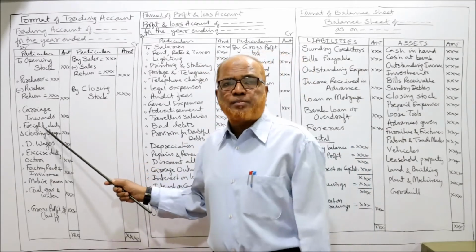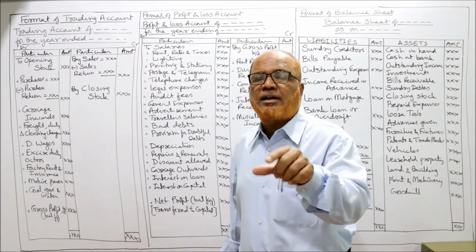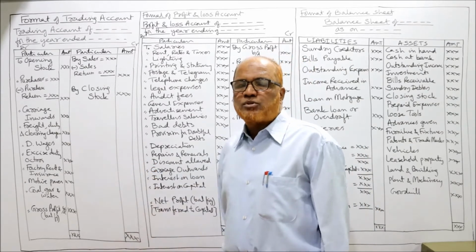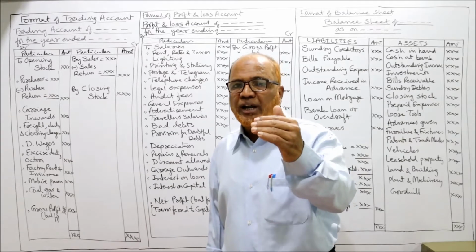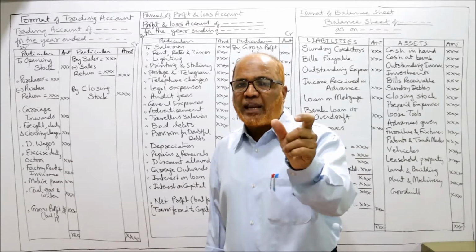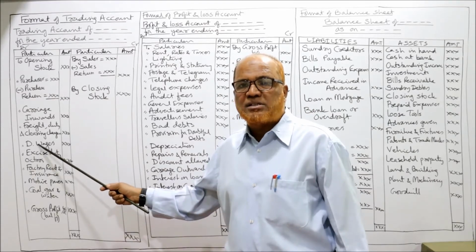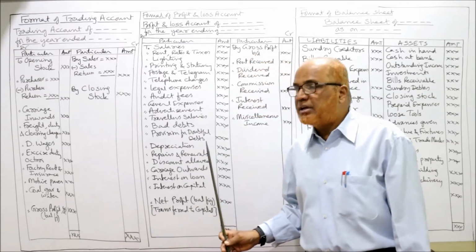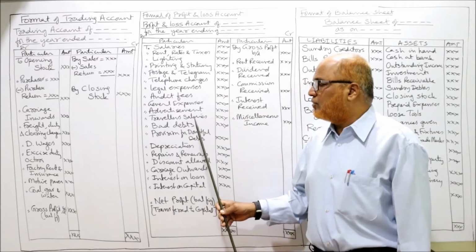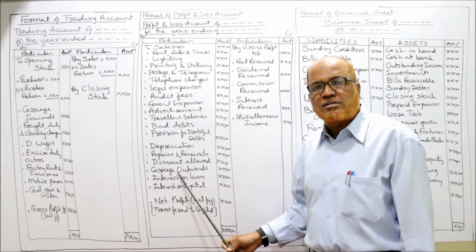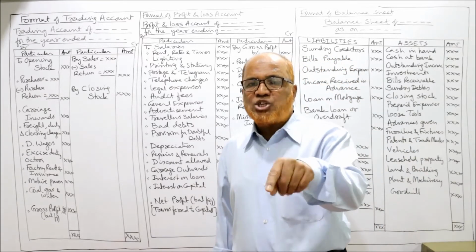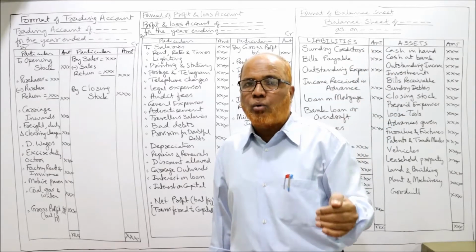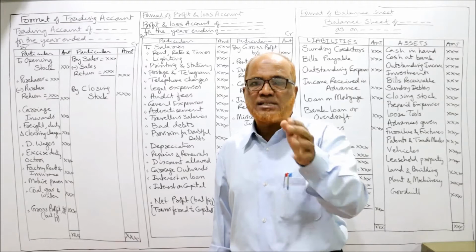So examples of expenses which may be debited to trading account are carriage inward. There are two types of carriages, carriage inward and carriage outward. If carriage inward is given, take it on the debit side of trading account. If carriage outward is given, take it on the debit side of profit and loss account. So remember the difference. Carriage inward means the expenditure incurred to bring the goods to our stores. That is carriage inward.